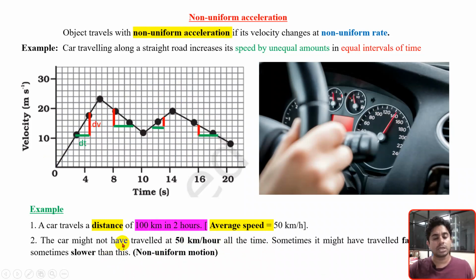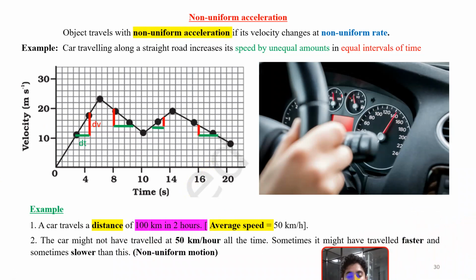At some point of the journey the car speed may be 30 kilometers per hour, sometimes 35, sometimes 40, sometimes 45, sometimes exactly 50. But the variation is from 0 to 50 kilometers per hour. In between we have changed the speed.